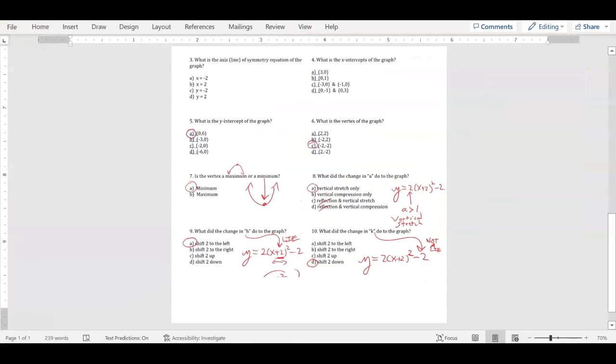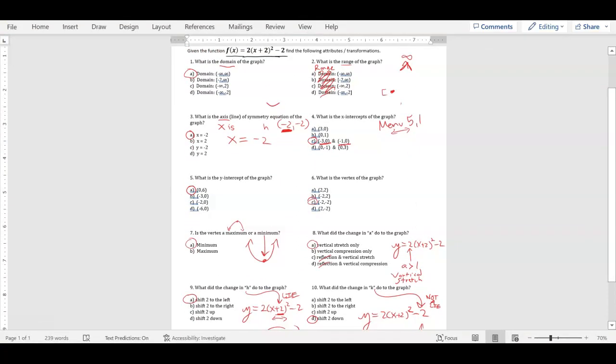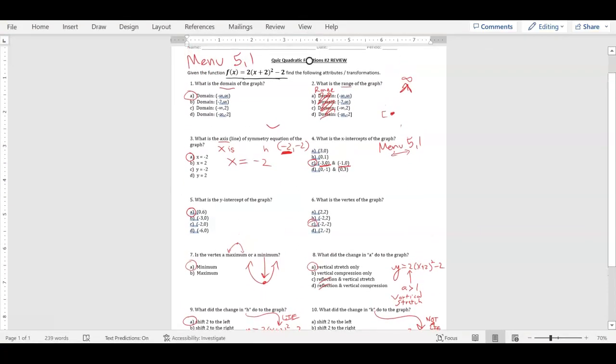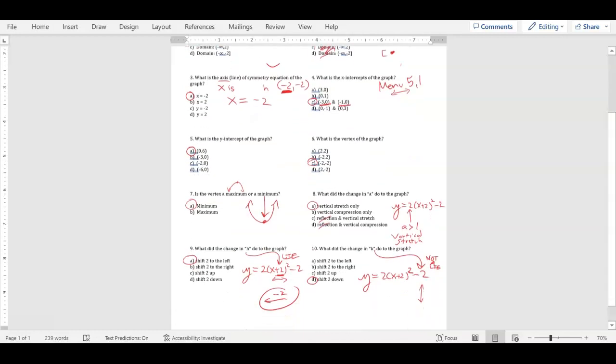You're using your calculator mainly, entering these questions. Don't forget to graph it, menu 5 1 it, and you should be able to get a good grade on this quiz. So, here we go.